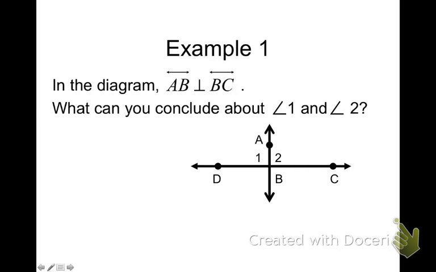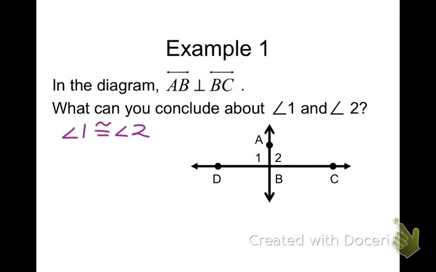All right, so this is the type of stuff you're going to be seeing for your homework. It says in the diagram, line AB is perpendicular to line BC. What can you conclude about angle 1 and angle 2? So what are some conclusions we can make? They're supplementary and congruent. Okay, so angle 1 is congruent to angle 2.